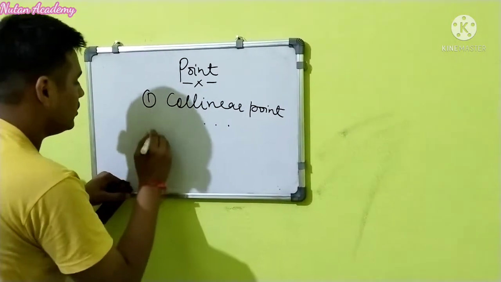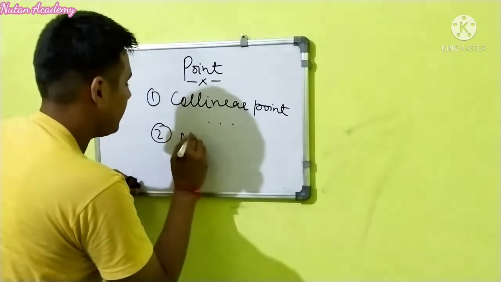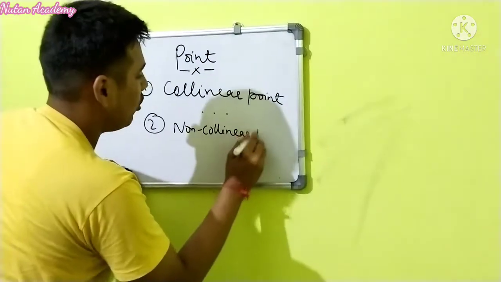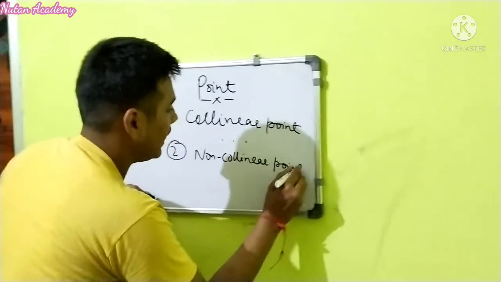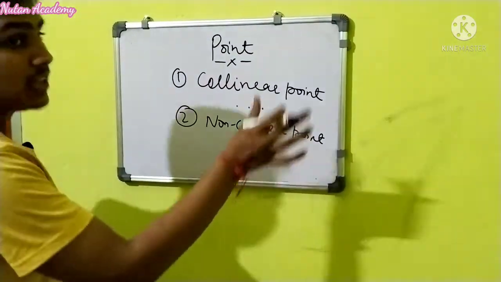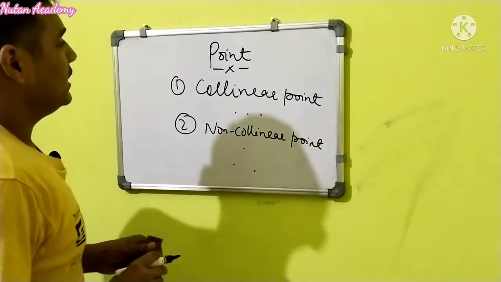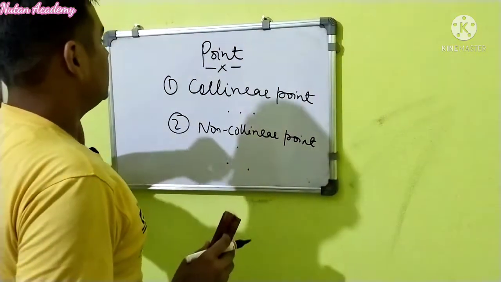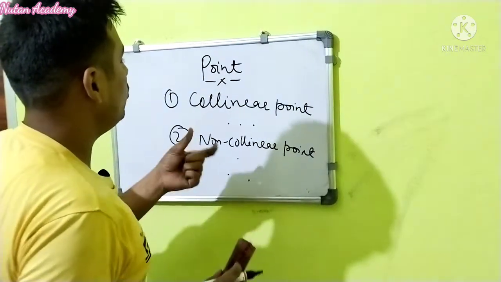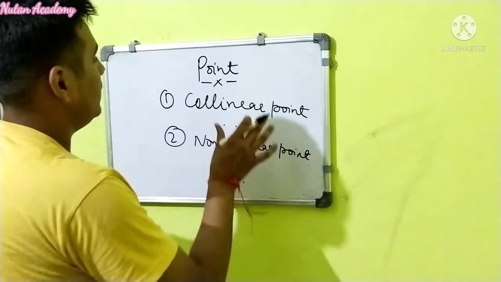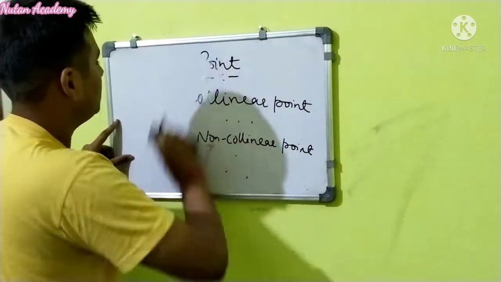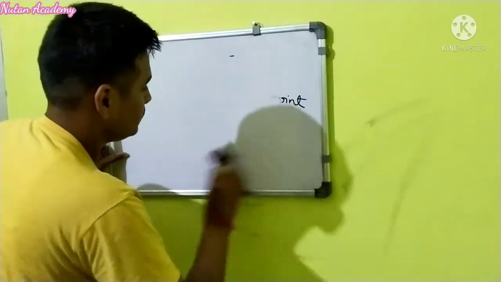Second, non-collinear point. Non-collinear points are those points which are not represented in the same straight line. Suppose that this point has been called a non-collinear point. Now we will discuss how point affects combination and how combination is implied in point geometry. So we will discuss this theorem.